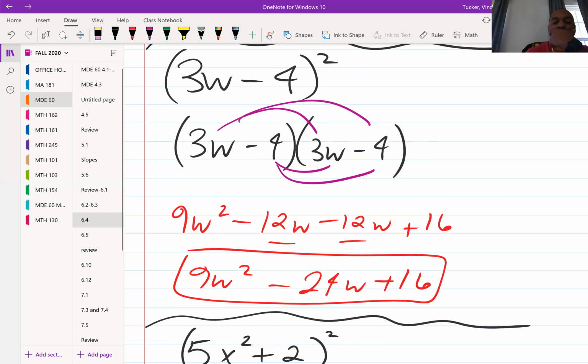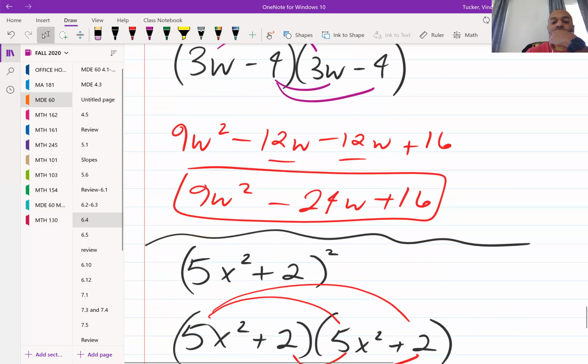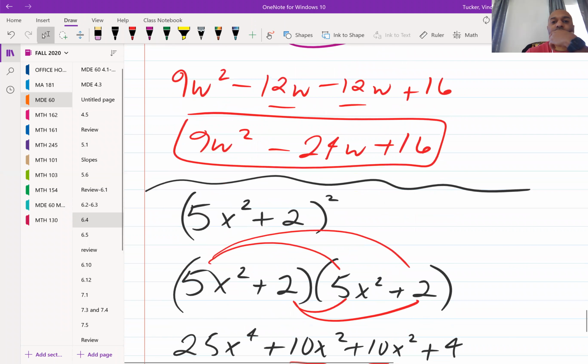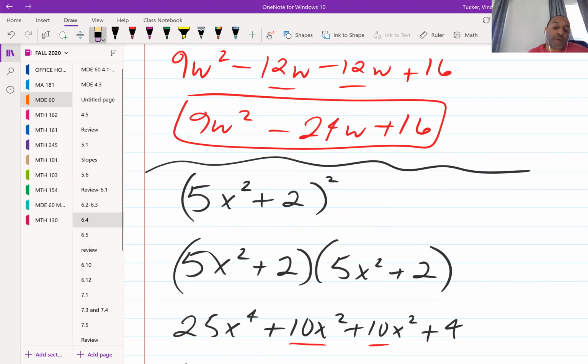All right. Questions before we go to the next one? All right. Next one. Same type of deal. 5x squared plus 2, squared. So the first thing we do is we recognize that you have to expand that out to 5x squared plus 2 times 5x squared plus 2.